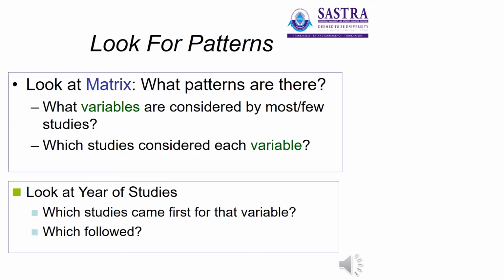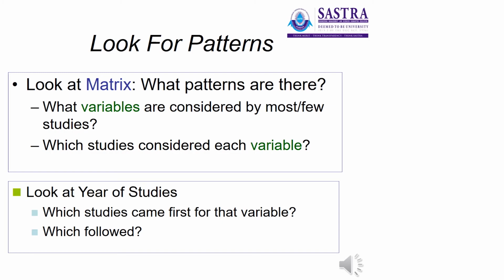The next component here is to look at those matrix and look for patterns. What patterns are there? What variables are considered by most? And most of the studies, which variable are they focusing on? What are the few studies which are focusing on certain variables? Which study considers each variable? Like that, you try to probe more questions here and look for patterns.